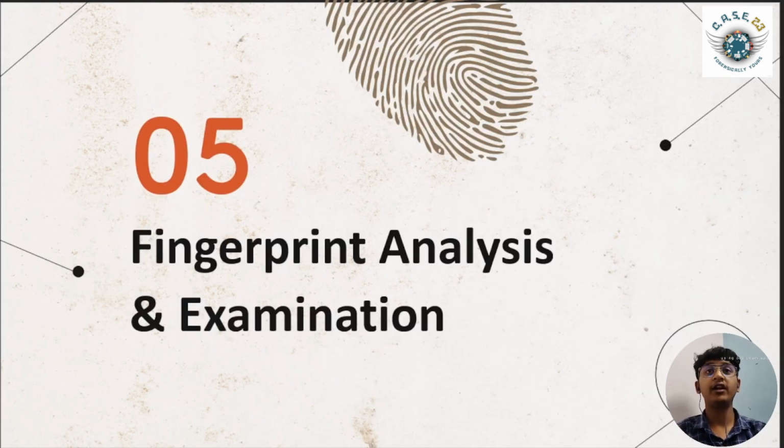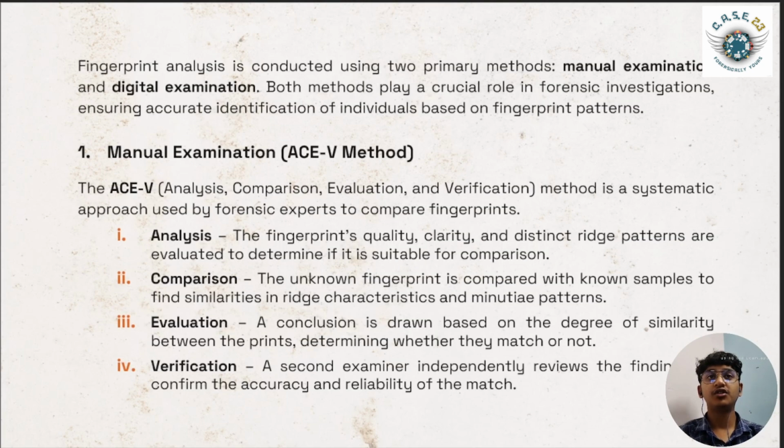Alright, now we're getting to the real deal, fingerprint analysis and examination. So how do forensic scientists analyze fingerprints? There are two main methods. First one is manual examination, where experts visually compare fingerprints. And then there is digital examination, where they use advanced software and databases like AFIS. First, let's talk about manual examination, which follows the ACE-V method, a step-by-step approach to fingerprint analysis.